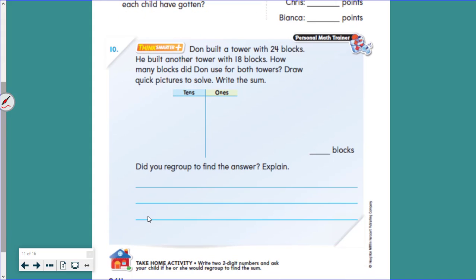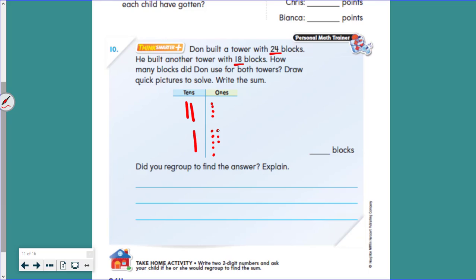All right, number 10. Think smarter. Don built a tower with 24 blocks. I'm going to underline that because it's probably important. He built another tower with 18 blocks. How many blocks did Don use for both towers? Draw quick pictures to solve. Write the sum. Okay, so 24. And then 18, right? Because we're using a quick picture to solve.